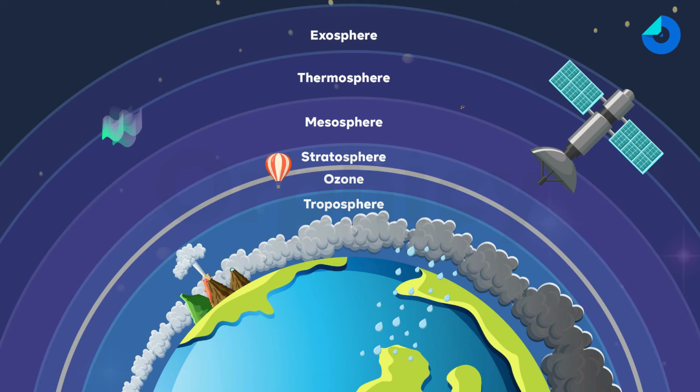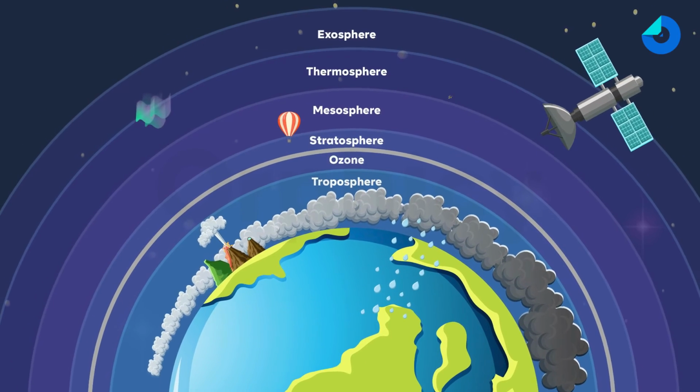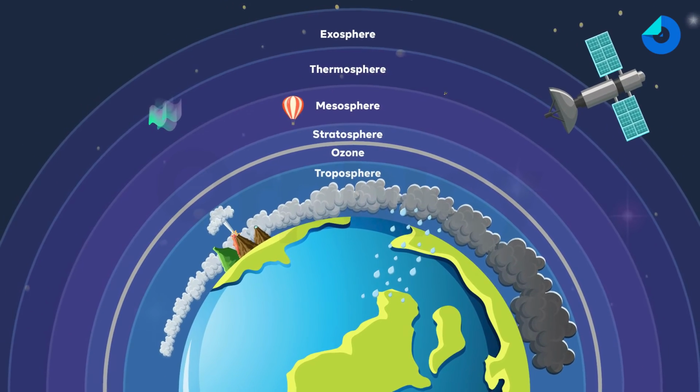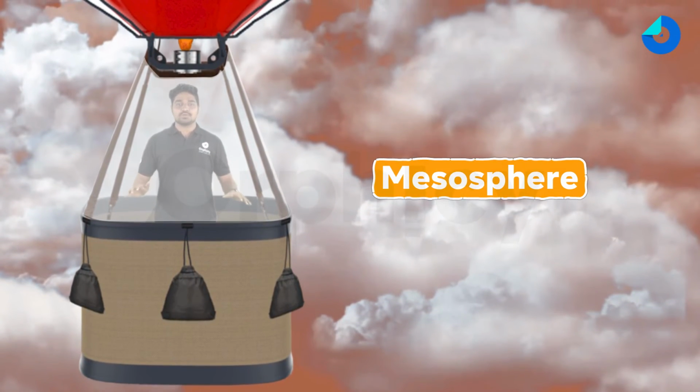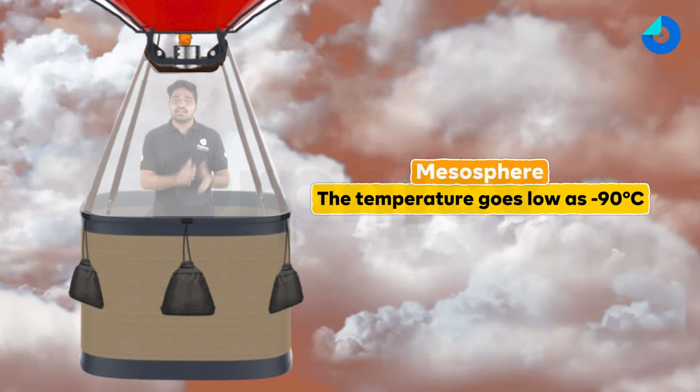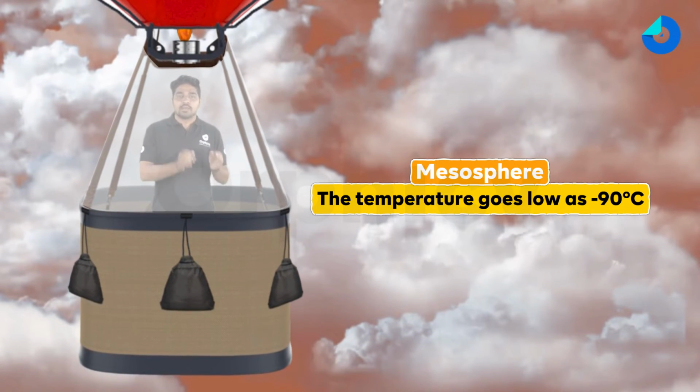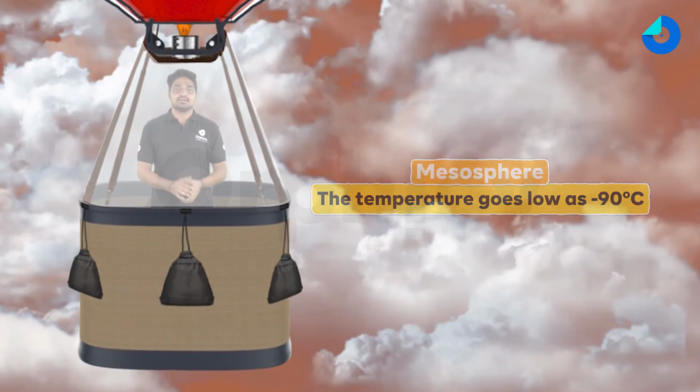Moving up and up. Some 50 kilometers above is the next layer, the mesosphere. In this region, the temperature can go as low as minus 90 degrees Celsius. This layer goes till about 80 kilometers above the Earth's surface.